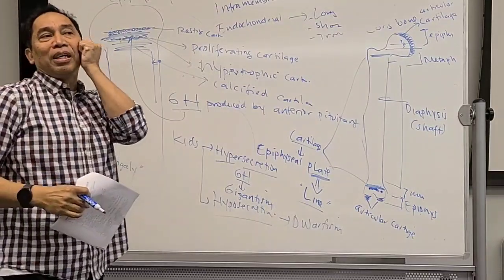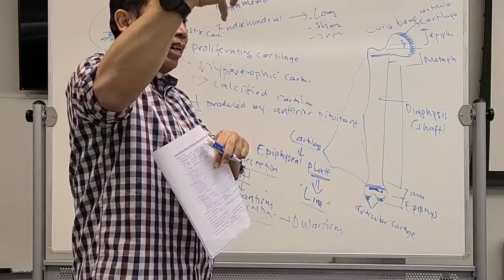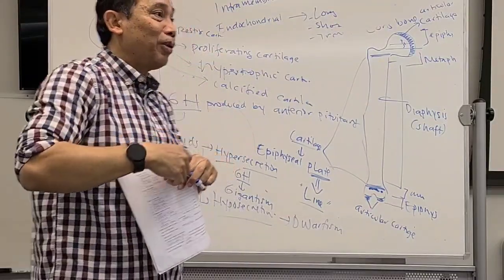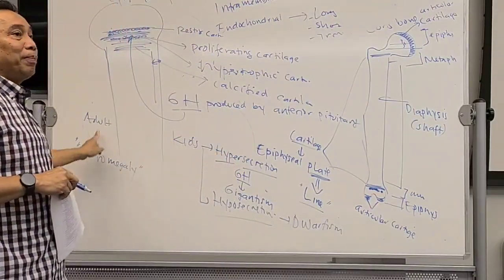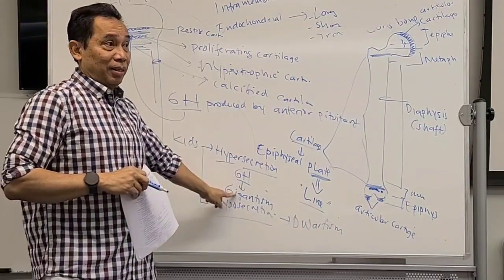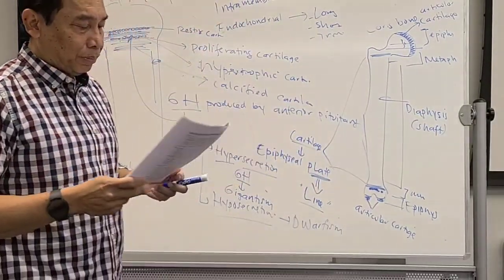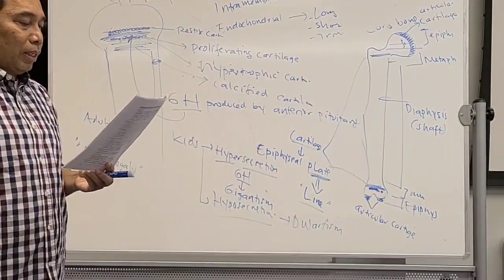Sometimes you can see it on the cheek, on the hand, a very big head, thick head. That's what we call acromegaly. It happens in adults. If it is in a kid, it's called gigantism. Okay, so that's additional information for you.